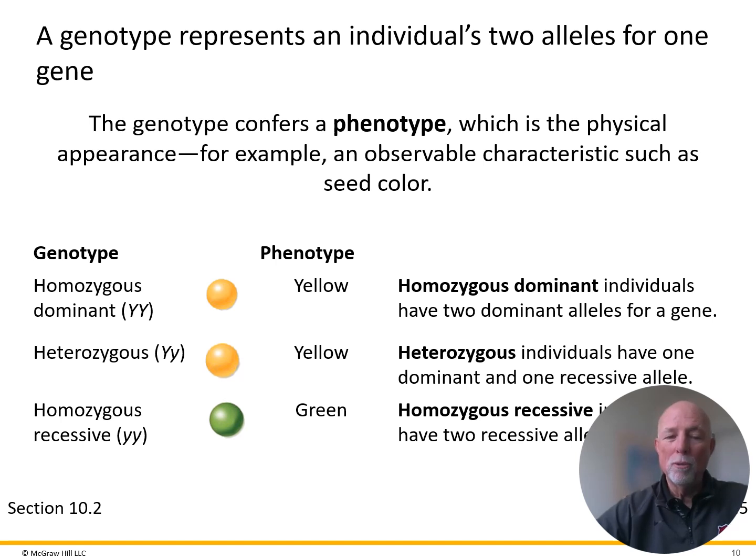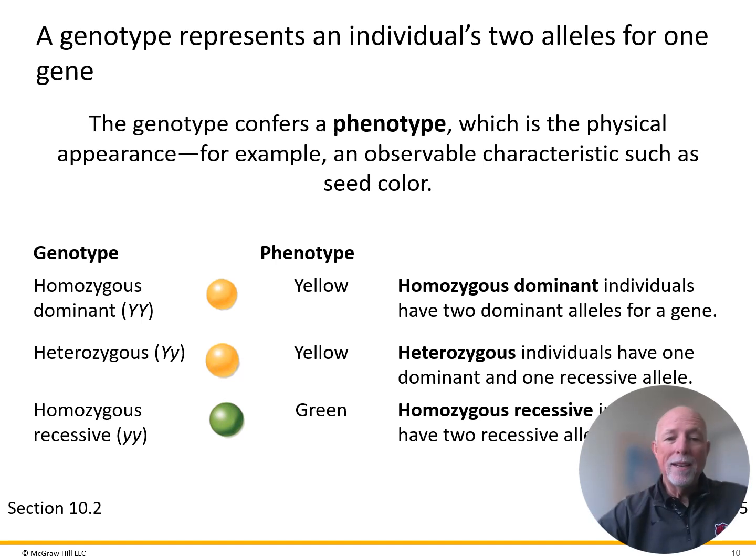Here, homozygous, both of them dominant. Heterozygous, one dominant, one recessive. These are what we call genotypes. This is what the traits look like on genes. Over here are the phenotypes. Phenotypes are what they look like outwardly. How are they expressed physically? How are they expressed on the pea plant? How are they expressed in eye color, hair color?